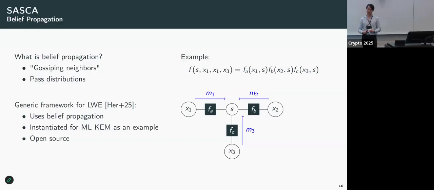And if they do this daily, then you get a better and better idea of what's going on in your house. And in terms of programming, what you have is a secret value S, and it has an initial distribution, and you have three noisy neighbors, x1, x2, x3, that depend on the secret.